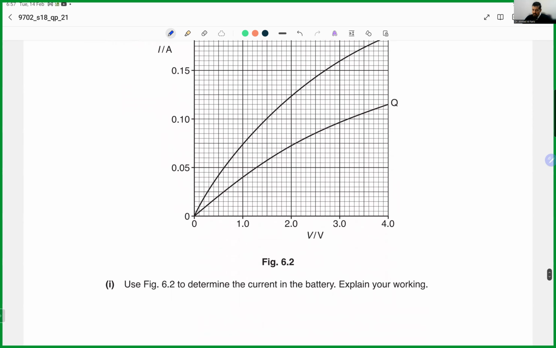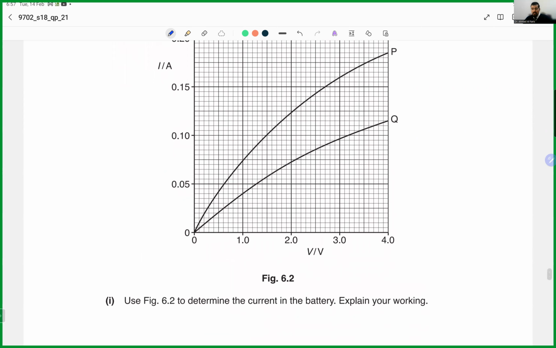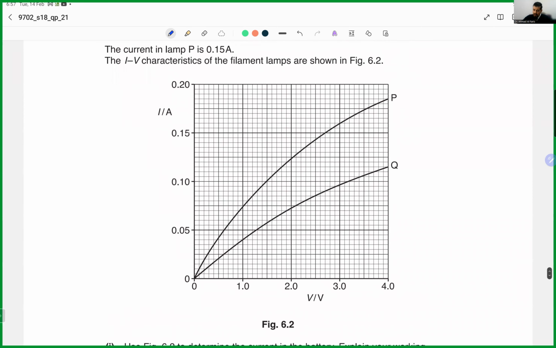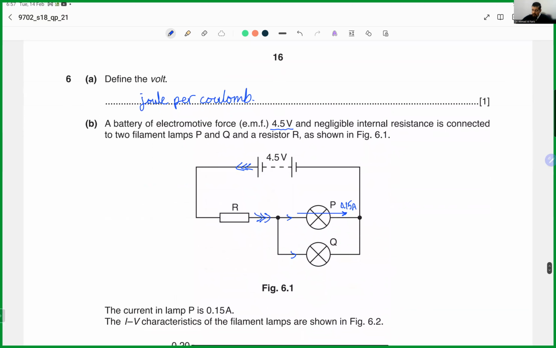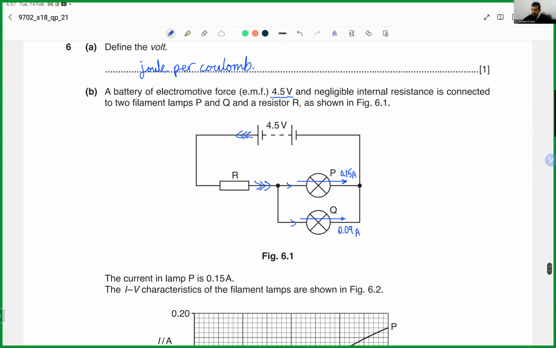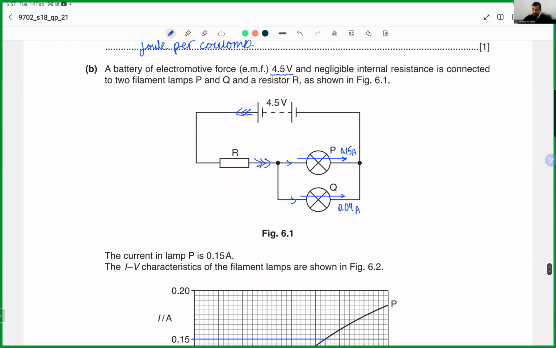Use the figure to determine the current in the battery. Explain your answer. Since the current through P is 0.15, I will find the voltage across P, which is 2.7. And I will also know the current that passes through the filament lamp Q, which is 0.09 ampere, since both of them are connected in parallel and so have the same voltage. Both lamps are connected to R in series with the battery.